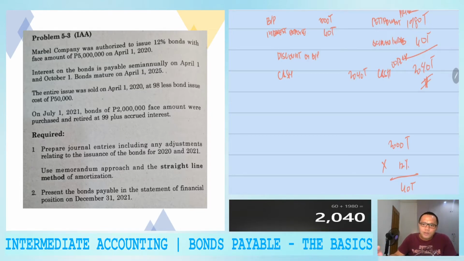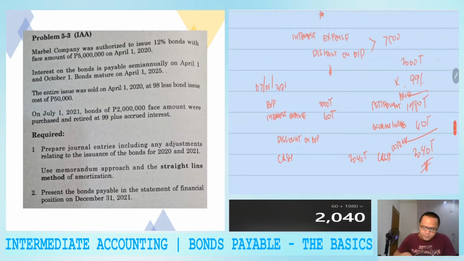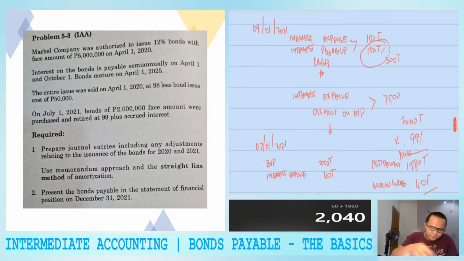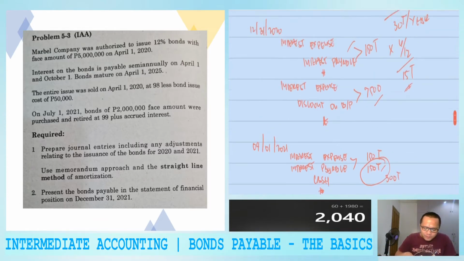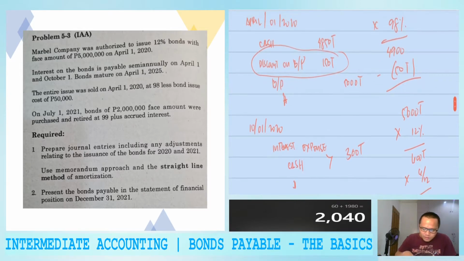Ngayon, let's compute for the discount. How much was the remaining discount pertaining to the 2 million? Di ba originally, our discount was, ano ngayon?